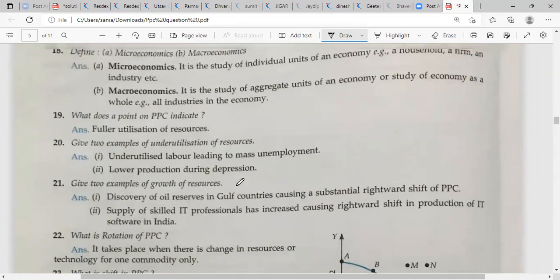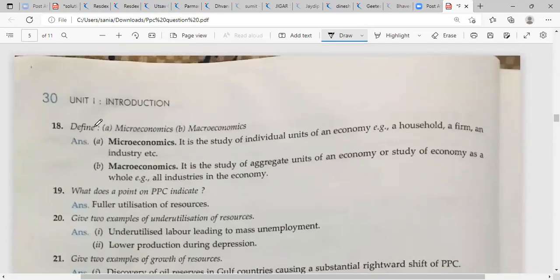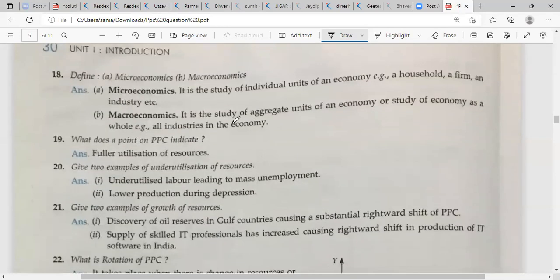Yes, ma'am. Okay. Next is define microeconomics and macroeconomics. Microeconomics is the study of individual units of an economy: households, firms, industry. And macro is the study of aggregate units of an economy, or the study of the economy as a whole. You already know the definition, so you'll write.